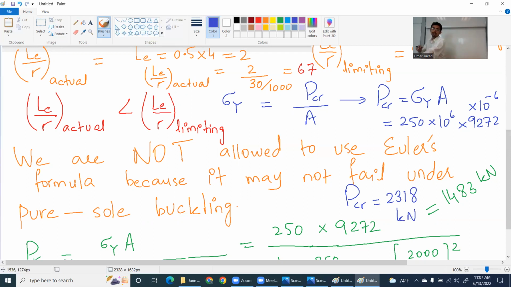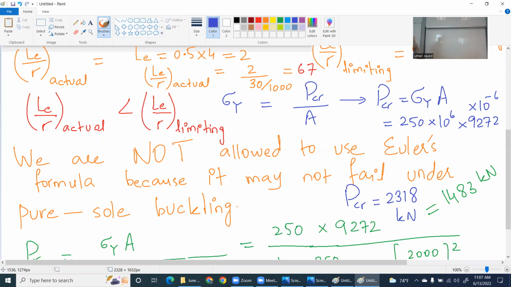So now I will answer Hussein's question, and your MIT's question as well. What is the critical load for this problem? Is it 1483 or is it 2318? 1483. I want to remain safe in my life. If I don't want to exceed the load, 1483 is fine. Although his question was very legit: why are you even bothering to use this Rankine-Gordon when we are so far away?